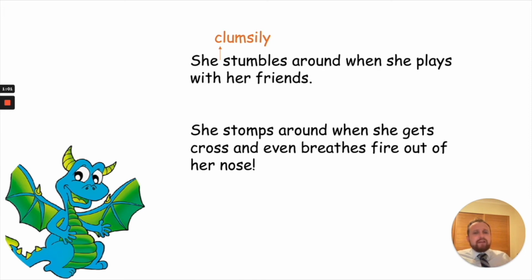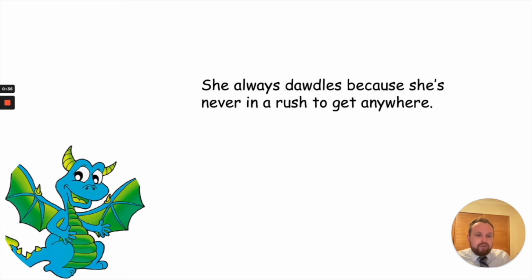Second sentence, I had, she stomps around when she gets cross and even breathes fire out of her nose. Okay, so the main verb I was using here was stomps, okay? So any adverb I use is going to go before stomps. So I thought, she angrily stomps around when she gets cross and even breathes fire out of her nose, okay? So that adds more detail, builds that picture of how she's stomping around.